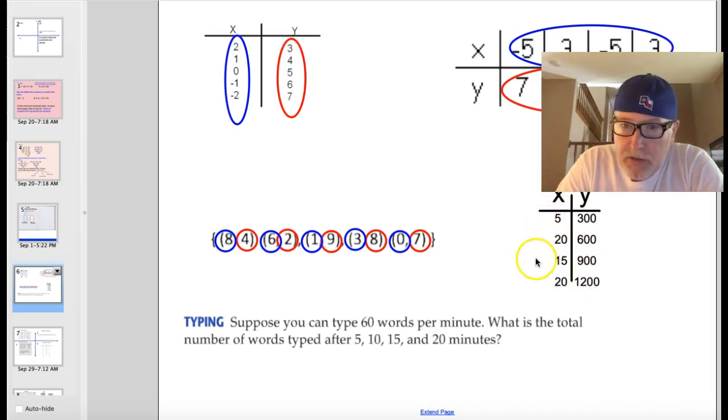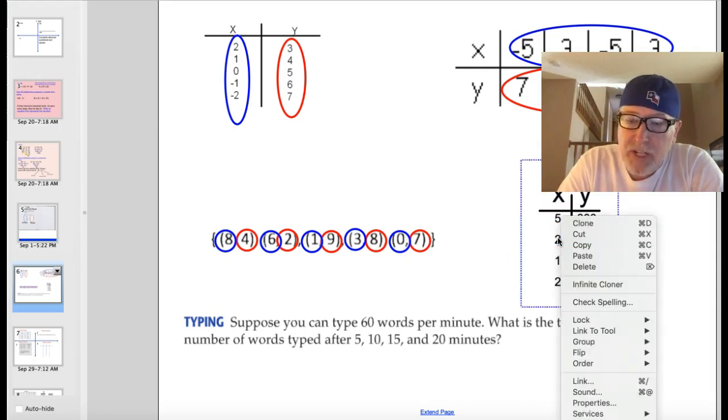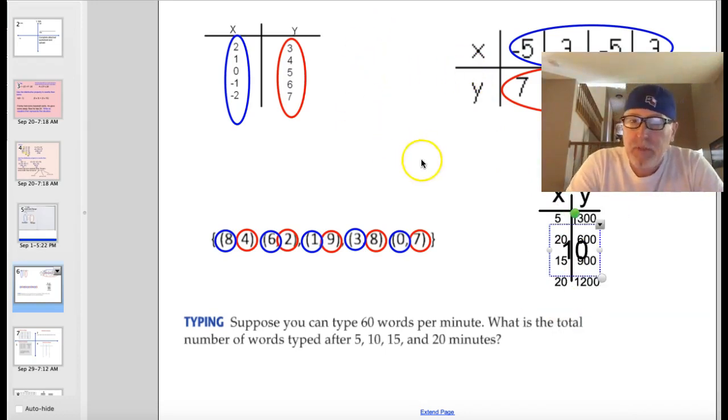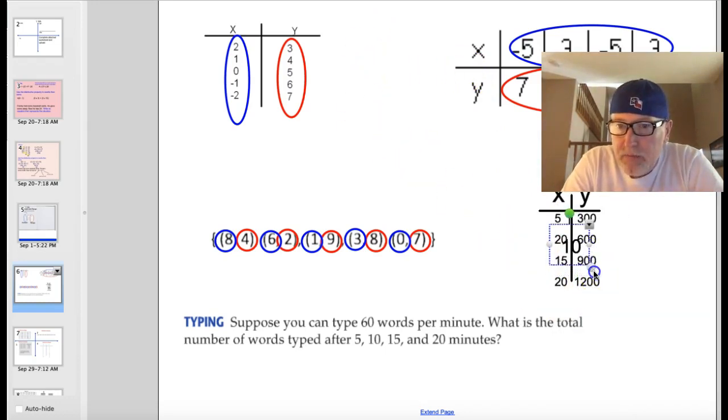Here's your domain, sorry, this one is wrong. It should be 5, 10, 15, and 20. And just retype it quick and slide it right over the top. Sorry about that. And your range, 300, 600, 900, and 1200.